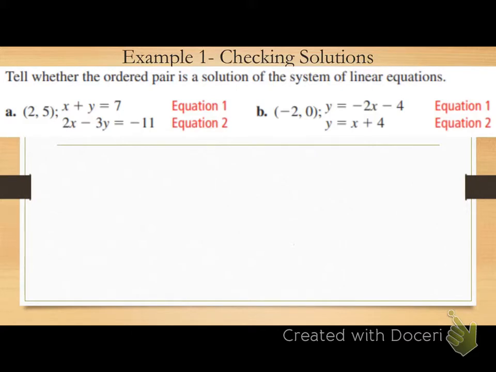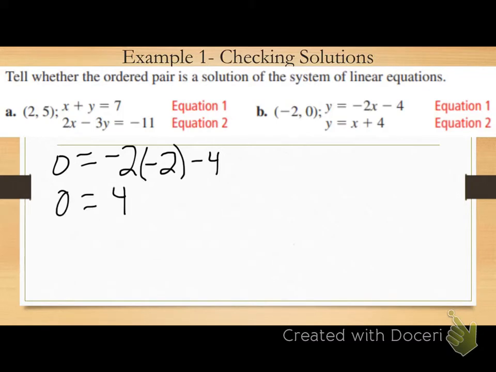Okay. Example B. I'm doing the same thing. What's my x value now? Negative 2. What's my y value? 0. So y equals negative 2x minus 4. Replace the y with what? 0. Replace the x with? Negative 2. Negative 2 times negative 2, positive 4. 4 minus 4.